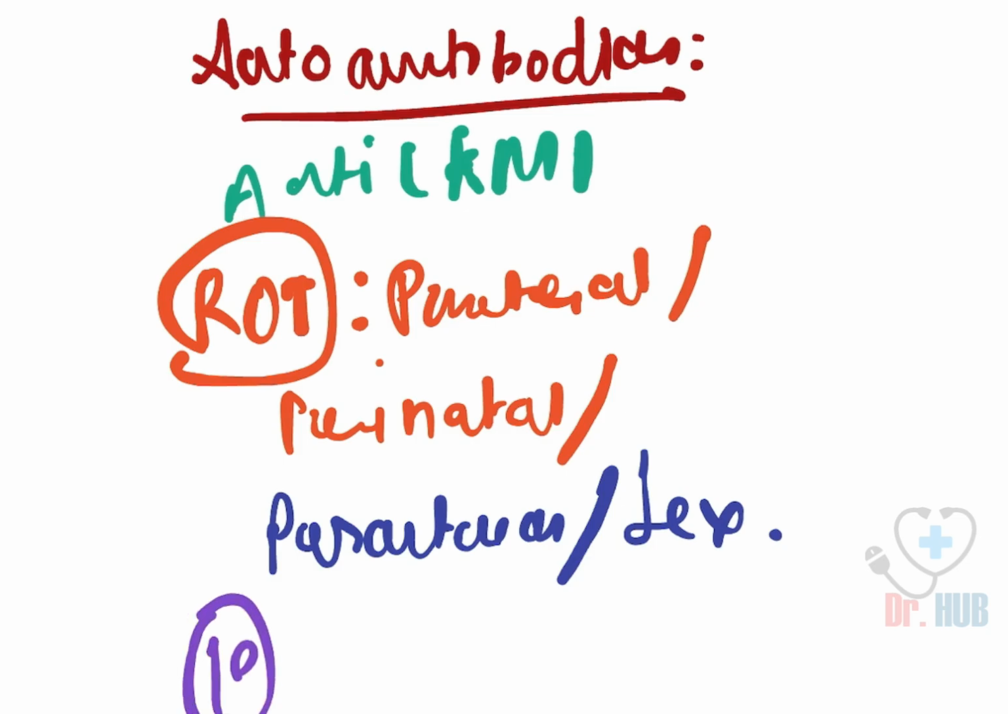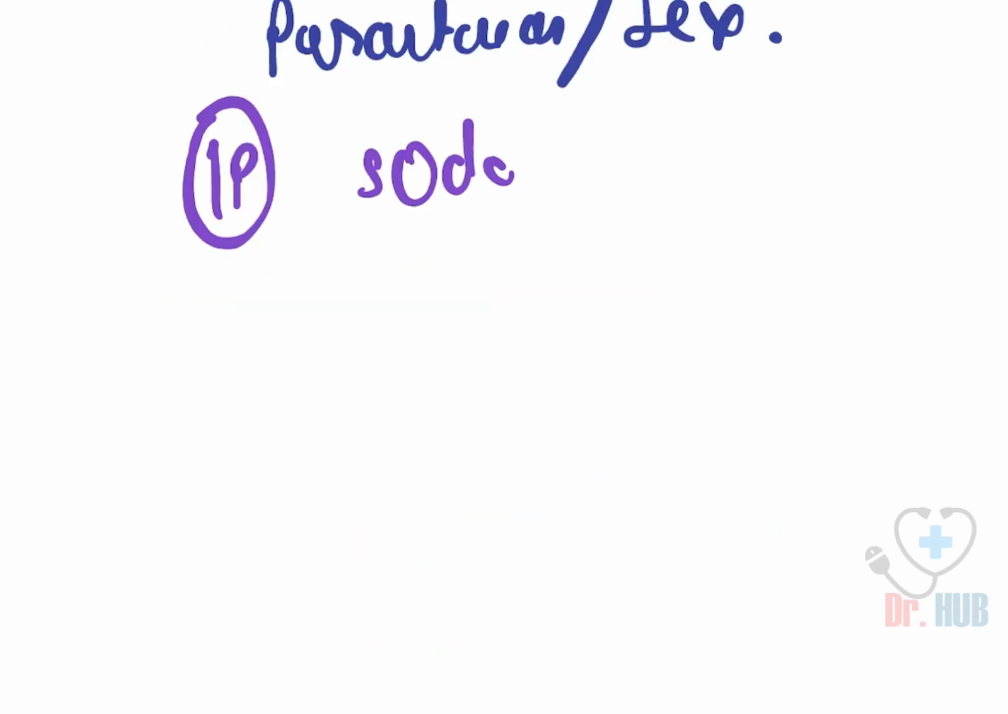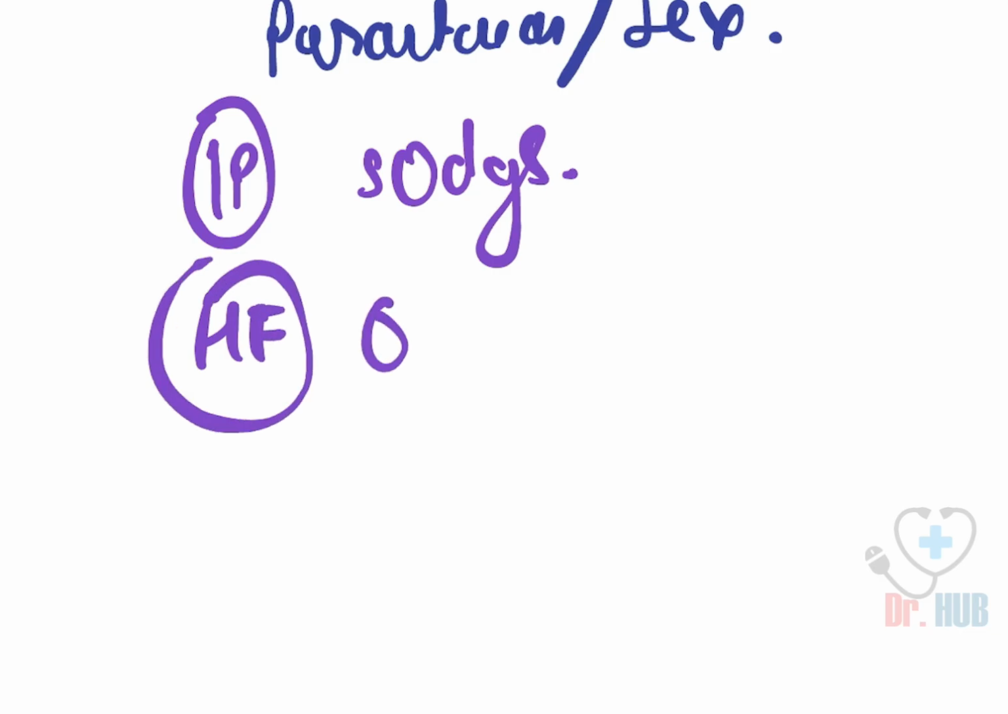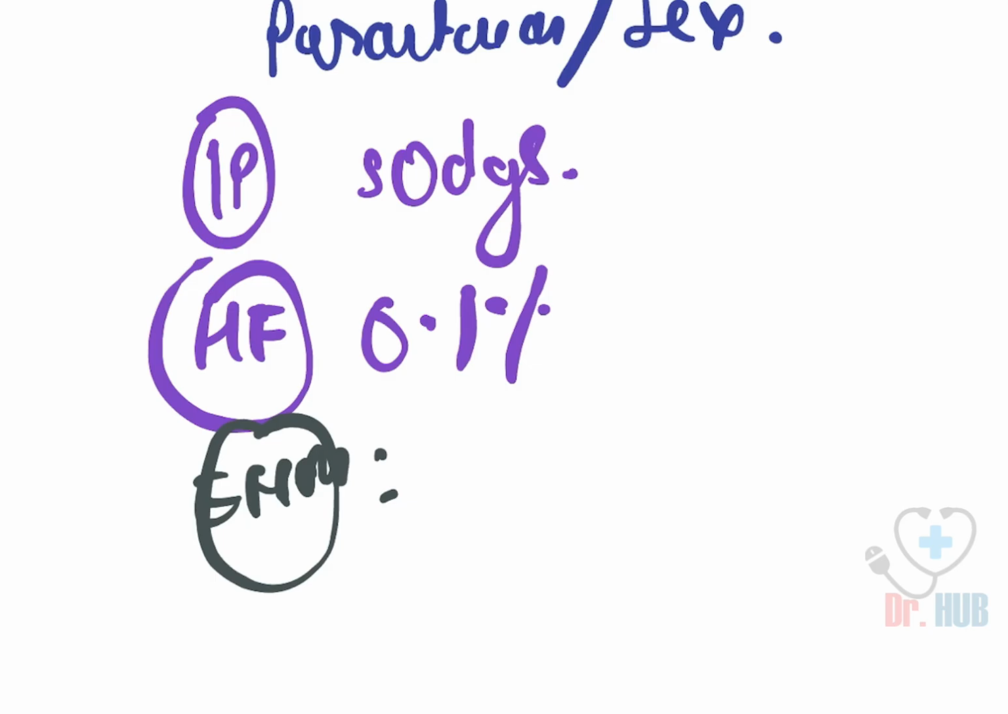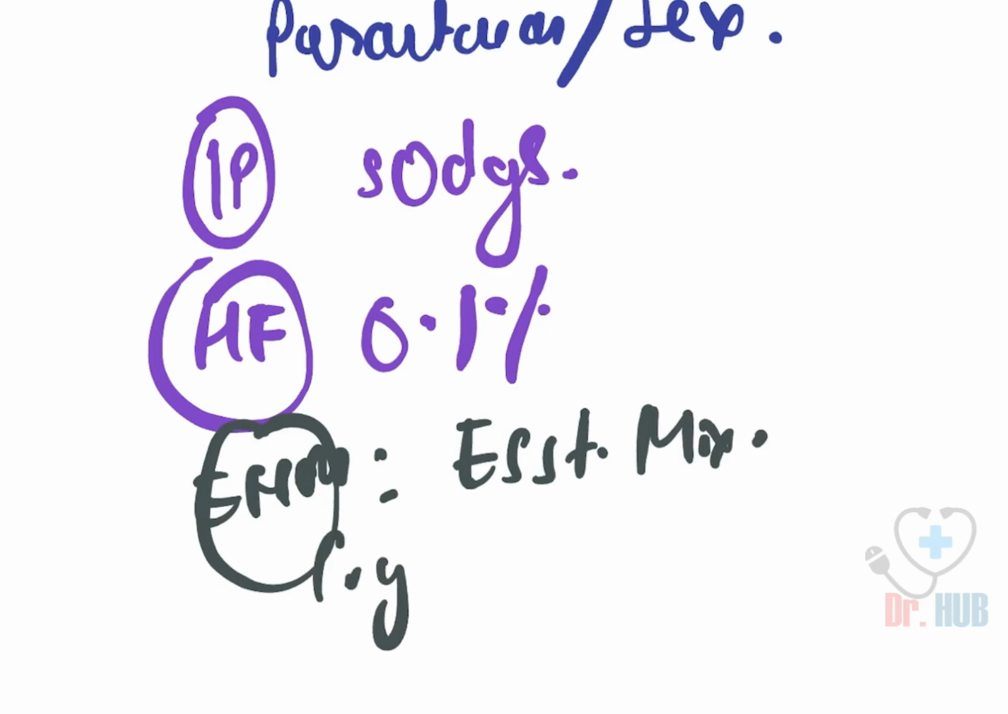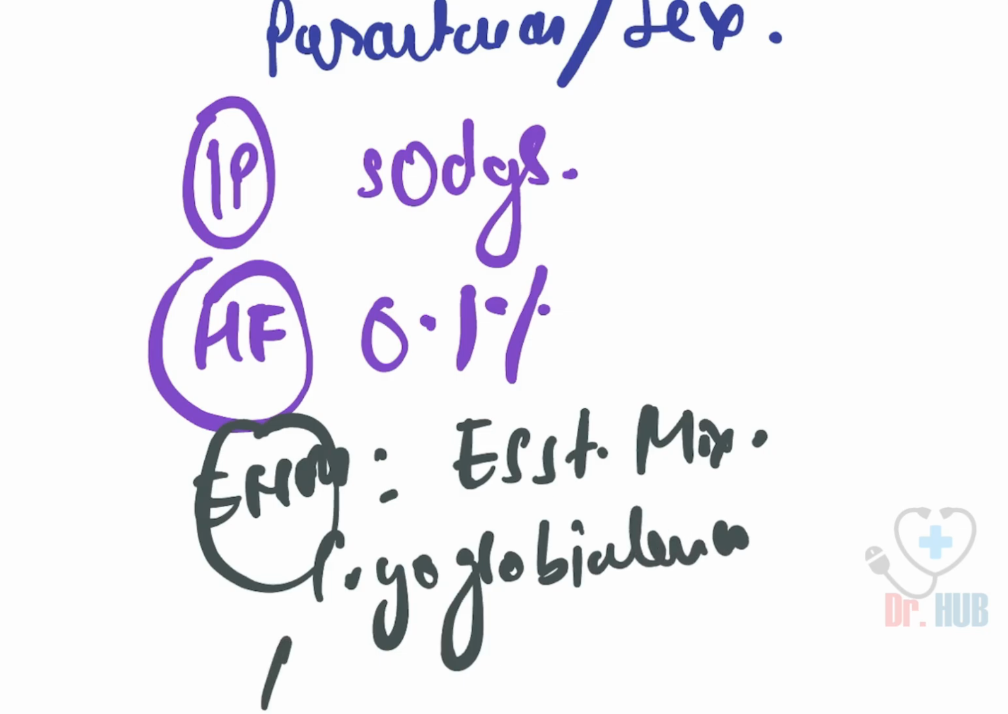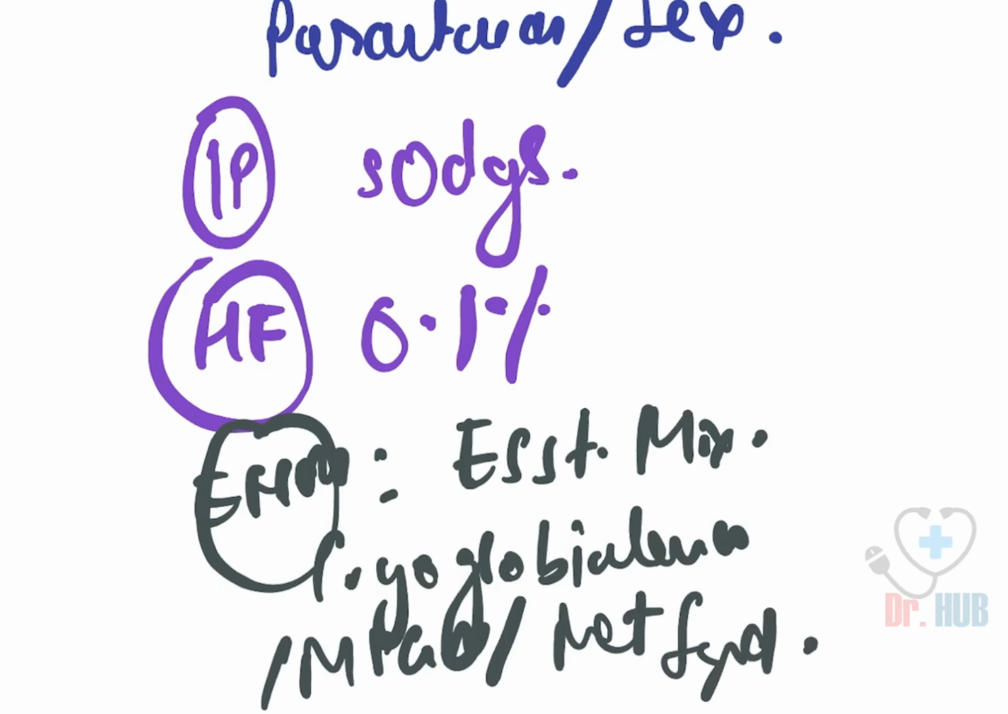The incubation period of hepatitis C is about 50 days, and the chance of fulminant hepatic failure is about 0.1%. What are the extrahepatic manifestations? These include essential mixed cryoglobulinemia, MPGN, as well as the presence of metabolic syndrome.